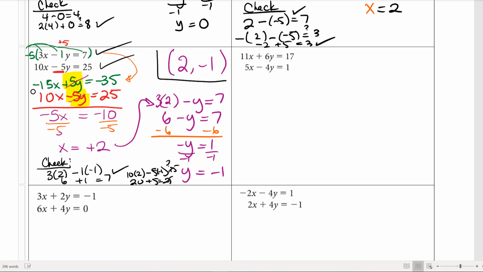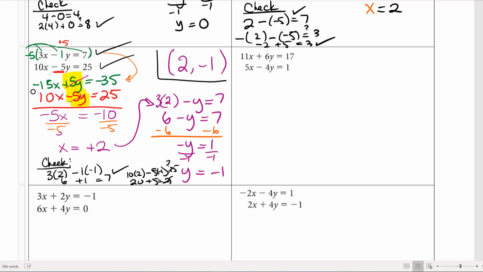What we're looking for is the least common multiple. So if we choose the x's, the least common multiple between 11 and 5 is 55. 55 is the first number that can be divided by 11 and be divided by 5. If we choose the y's, we're looking for the least common multiple between 6 and 4. The least common multiple between 6 and 4 is going to be 12, because 12 can be divided by 6 and 12 can be divided by 4. So I think 12 is better than 55, and so I think maybe picking y's would be the best choice.